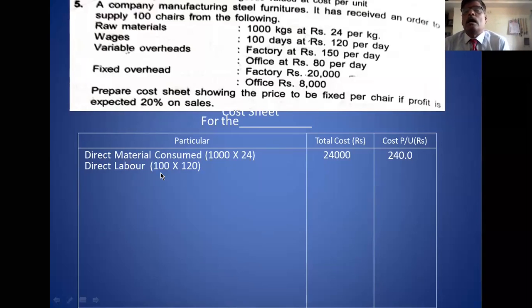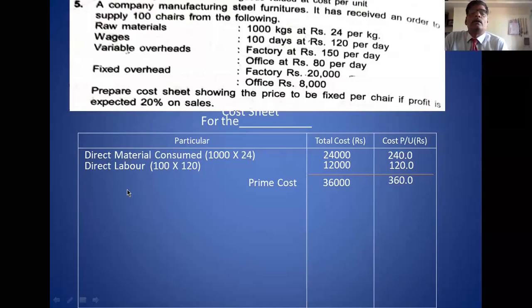Then second point, you take direct labor. Direct labor is 100 days required to complete the job. Per day labor cost is 120. So you multiply this, you will get the labor cost, that is 12,000 to complete the job. So 12,000 is the labor cost to manufacture 100 chairs. Divide by 100, you will get 120. Okay. Direct expense is not given in the problem. You take the total. Prime cost is 36,000 total, per unit is 360.